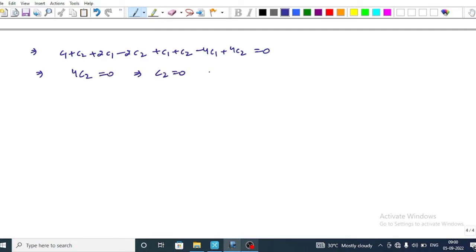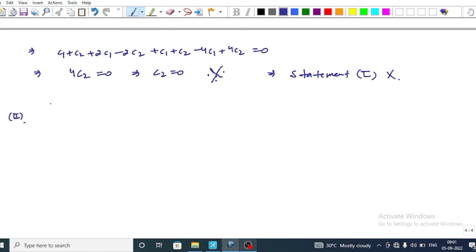Now come to the next page. We get c1 plus c2 plus 2c1 minus 2c2 plus c1 plus c2 minus 4c1 plus 4c2 equals 0. According to the above, after cancellation, we get 4c2 equals 0. This implies that c2 equals 0, but we let c2 be non-zero. This implies that statement one is incorrect.